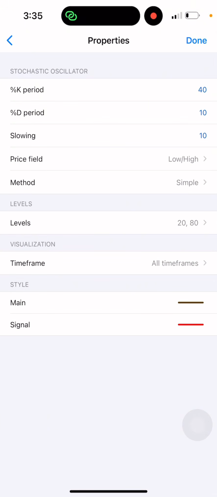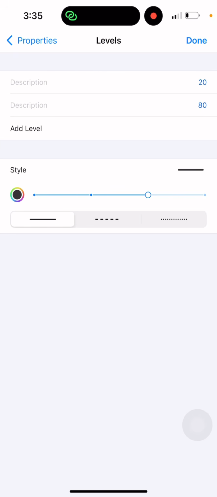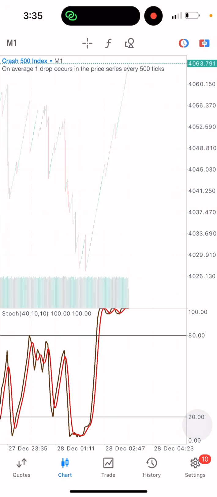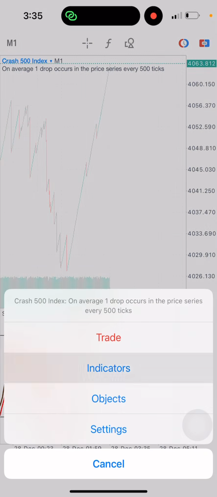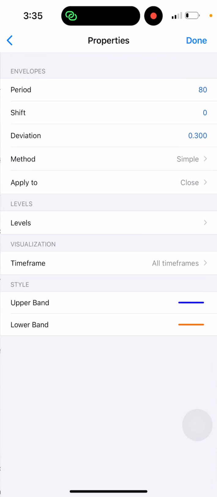I've already done the settings, so you just look at it and make it the same. Make sure you have your K period 40, D period 10, slowing 10, and the levels are 20 and 80. Then you click on OK, just like that, and then you go to your second indicator, which is supposed to be on the main chart. You're going to select envelopes, leave the settings just as they are here. Then you click on OK.